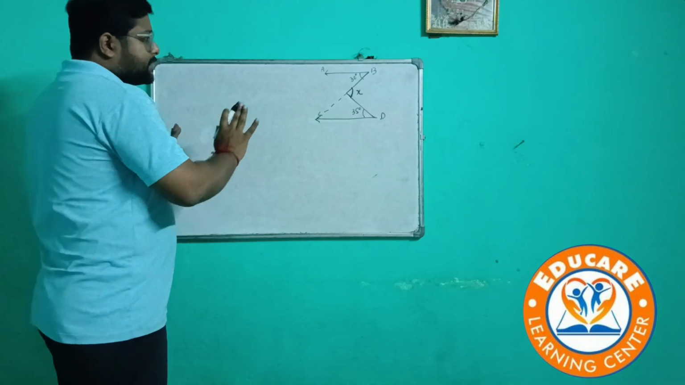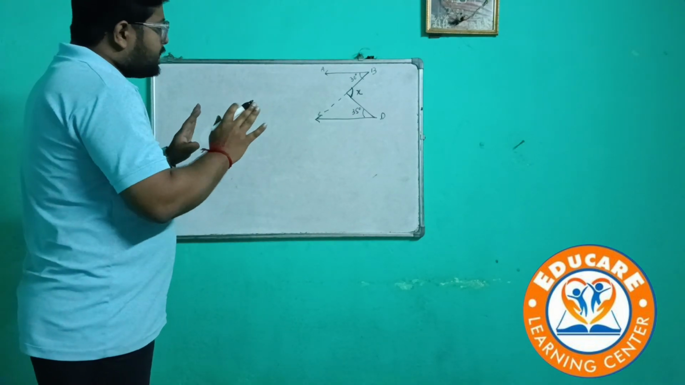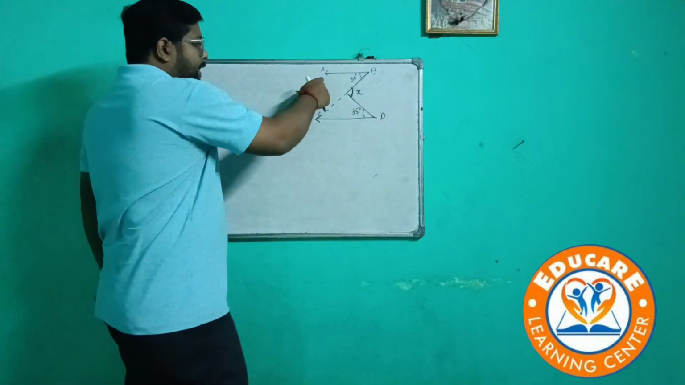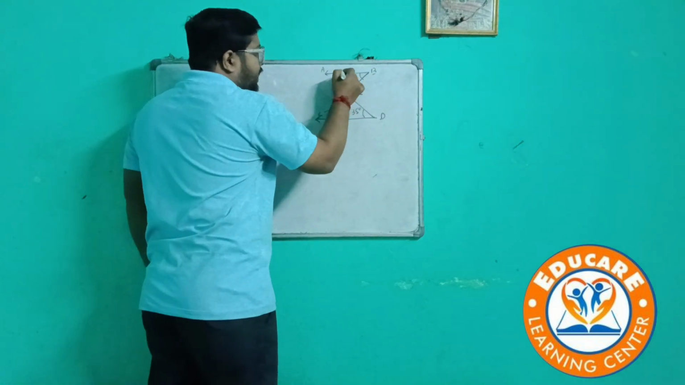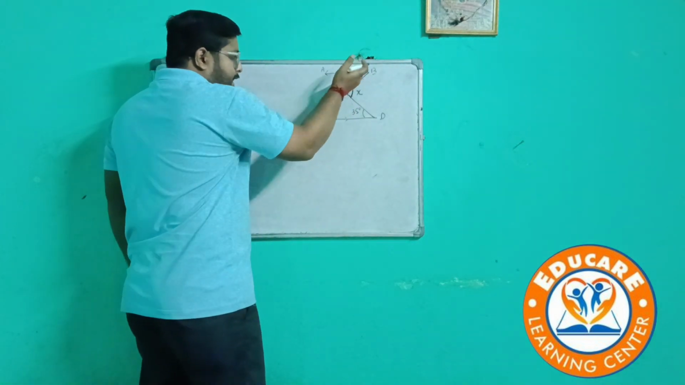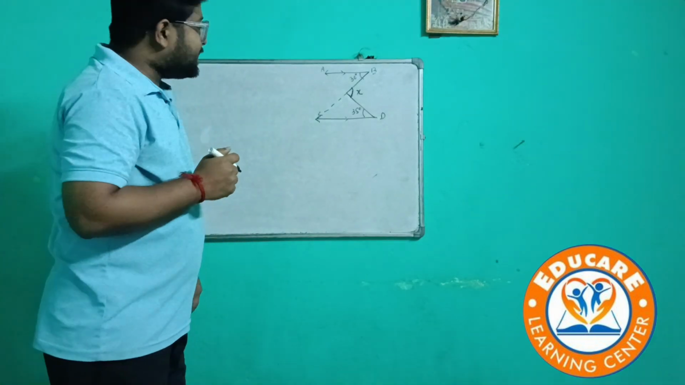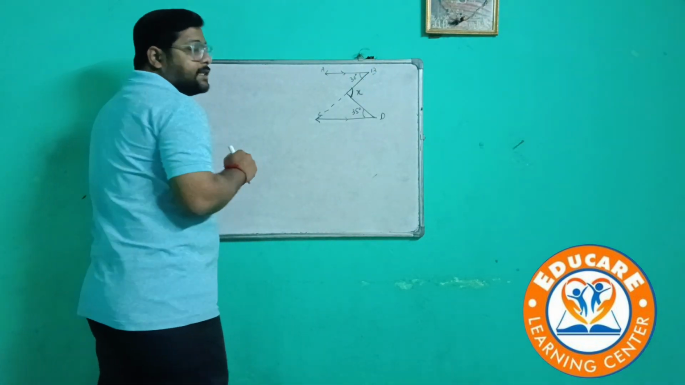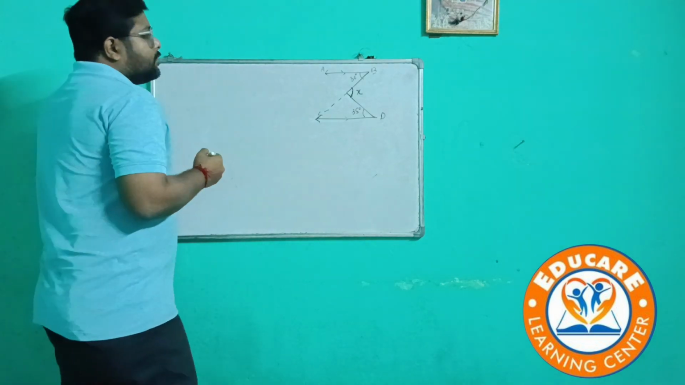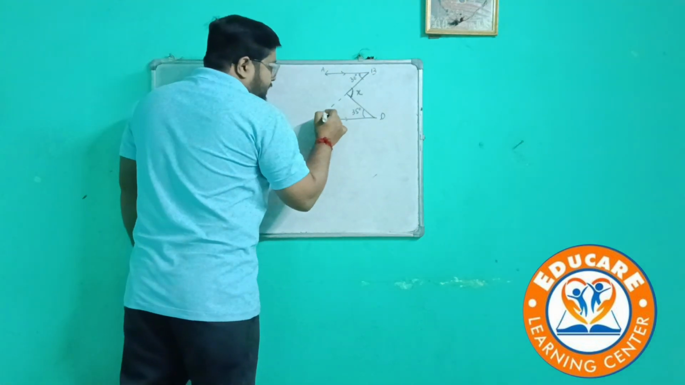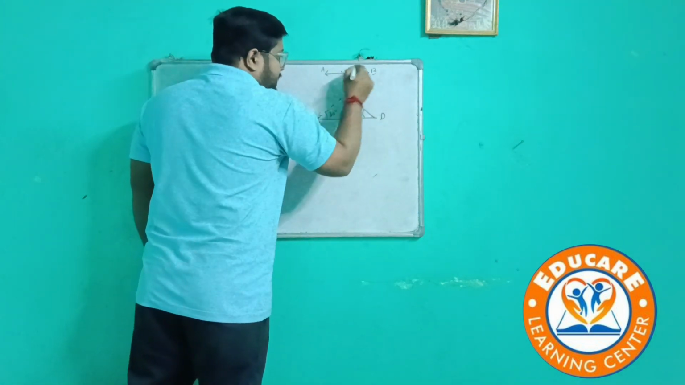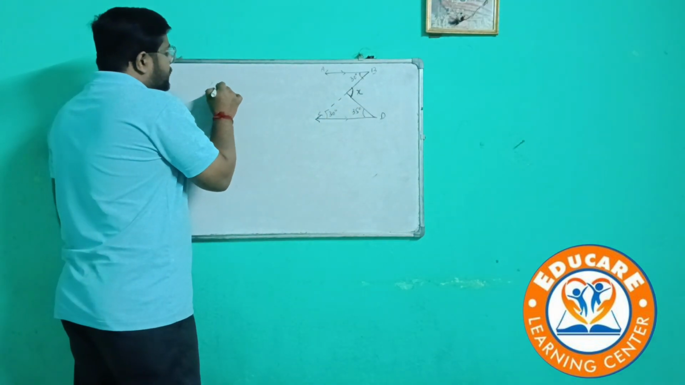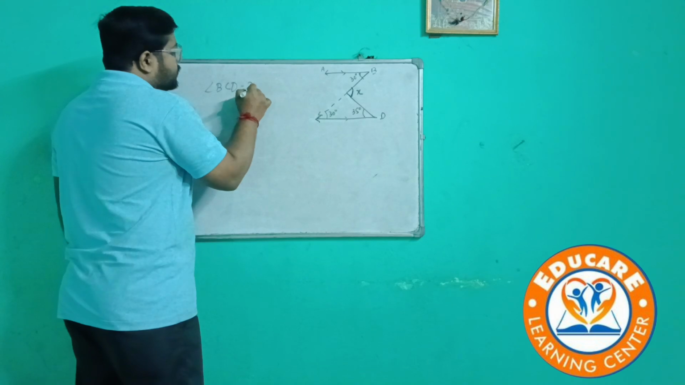So now as we can see, AB and CD are parallel lines. And this line, that is BC, is a transversal, because it is cutting both AB and CD. Now, if this angle is 30, we can say this angle is also 30, because this is a concept of alternate angle. So let's write angle BCD is equal to 30 degrees.